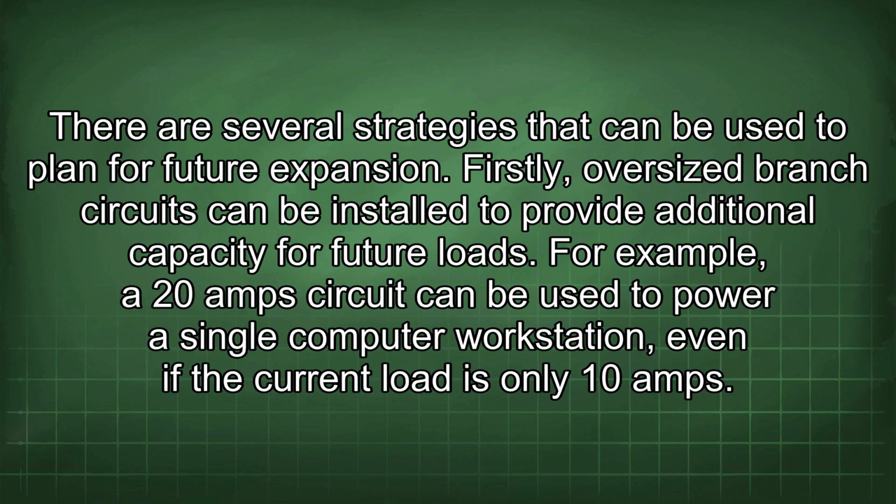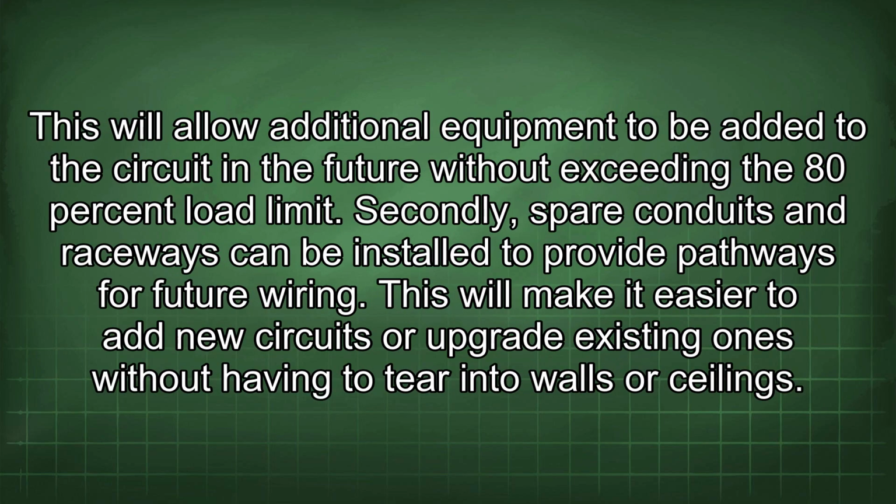There are several strategies that can be used to plan for future expansion. Firstly, oversized branch circuits can be installed to provide additional capacity for future loads. For example, a 20 amp circuit can be used to power a single computer workstation, even if the current load is only 10 amps. This will allow additional equipment to be added to the circuit in the future without exceeding the 80% load limit.